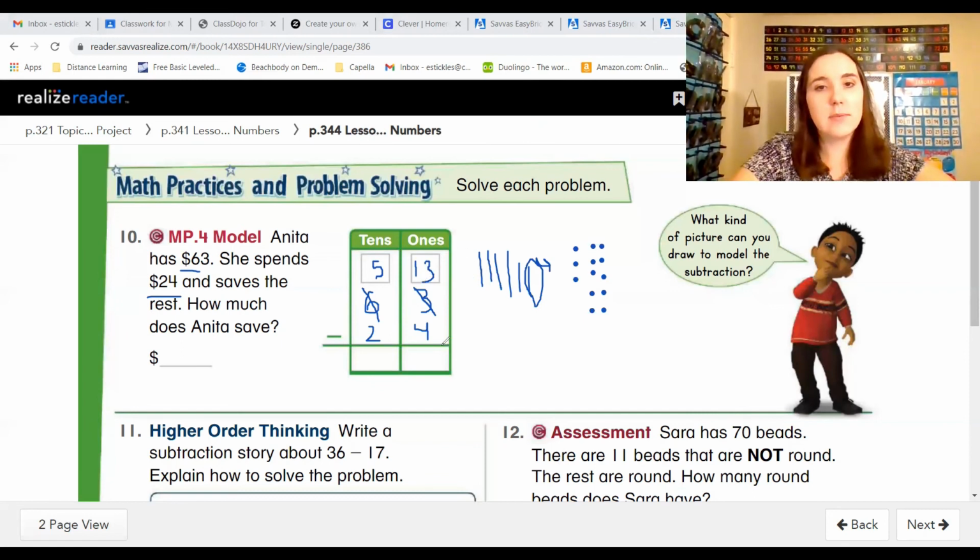I have 13 ones minus 4. Well, I know 13 minus 3 would be 10, so minus 1 more would be 9, right? So I have 9 ones, and then I have 5 tens minus 2 tens. That's easy. That would be 3 tens. So my answer, my difference, is 39. So that means that Anita saves $39.